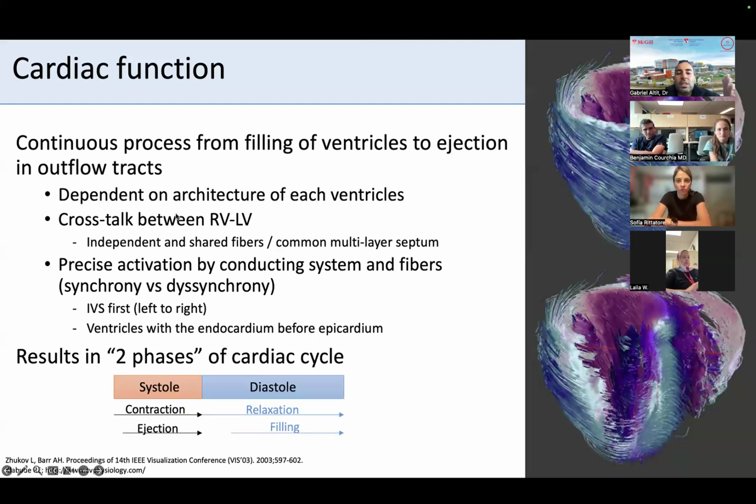So function in general is composed of what we classically call two cardiac cycle phases. Number one, you have the systole, which is the contraction, where typically, if you're an adult, you spend one third of your time in systole. And then you have diastole, which is relaxation. And relaxation is an active process.